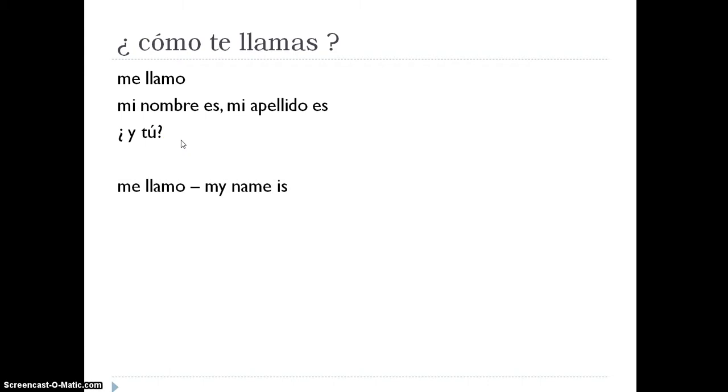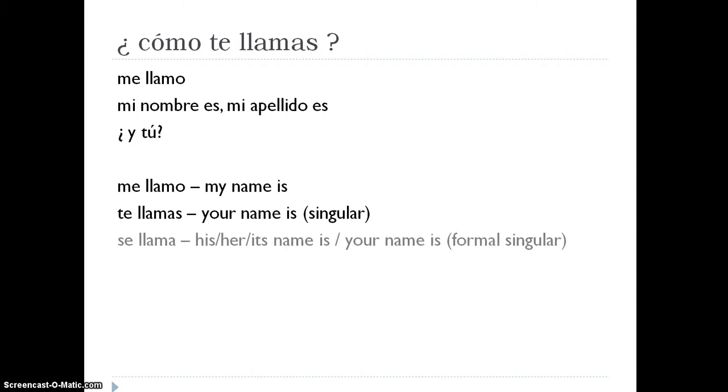So we've got me llamo, my name is, or literally I am called, or I call myself. And we've got in the question, te llamas, your name is, singular. So I'm saying you're singular because this is when you're talking to one person. So ¿cómo te llamas?, what's your name, when you're talking to one person. Then we could change it a little bit. And if you're talking about other people, se llama, his or her or its name is. Or if you're being formal, this would also mean your name is to somebody that you don't know very well, but one person, so that's why it's singular.